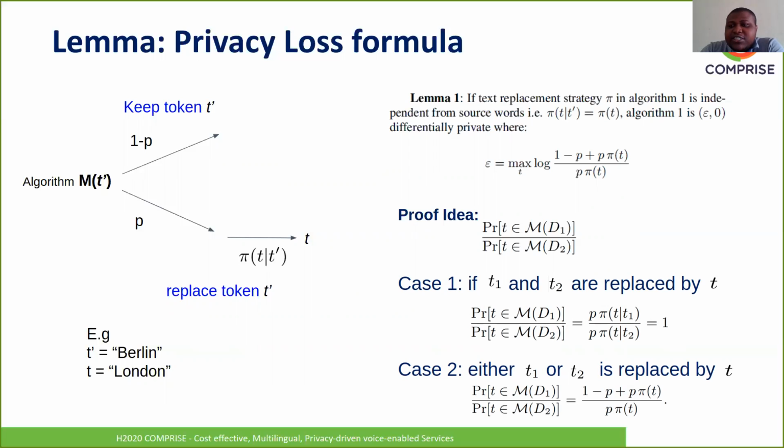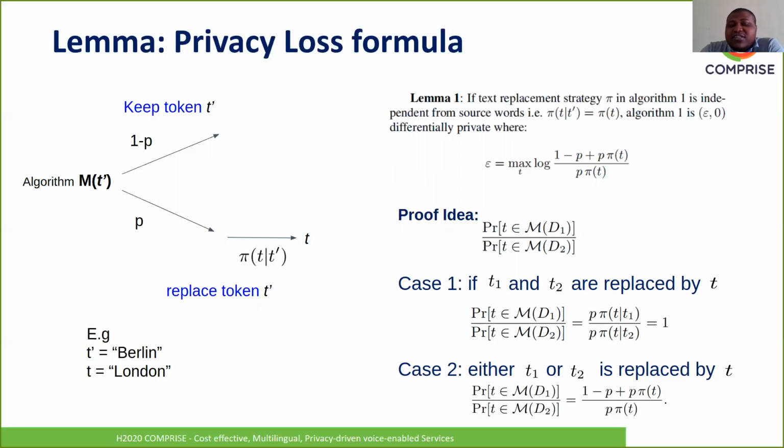The implication is that when you apply the algorithm on database 1 and database 2, they are both transformed. If they are both transformed and replaced by exactly the same token, then we do not have any privacy loss. So everything is fine. Our epsilon will be 0 because we take the log of 1.